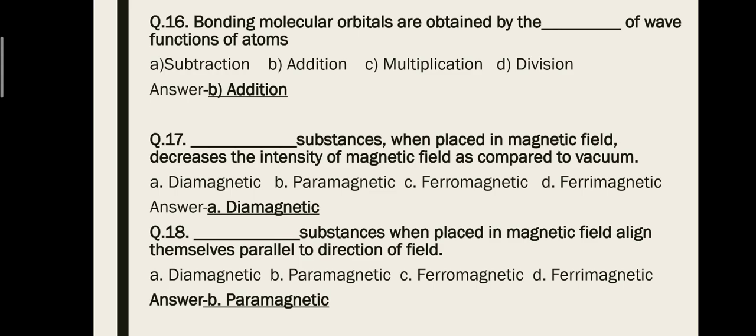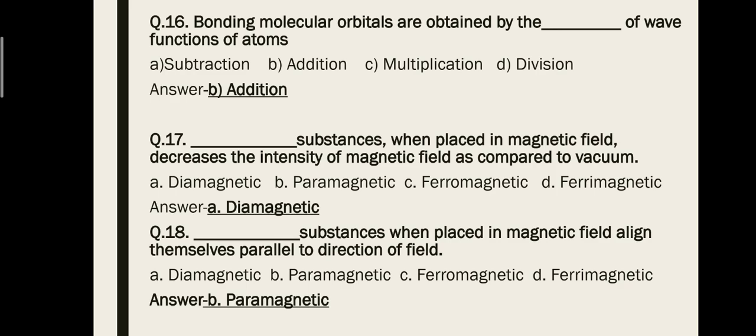Question number 17. Fill in the blank. A substance when placed in a magnetic field decreases the intensity of the magnetic field as compared to vacuum. Option A. Diamagnetic, option B. Paramagnetic, option C. Ferromagnetic, option D. Ferrimagnetic. The correct answer is A. Diamagnetic.